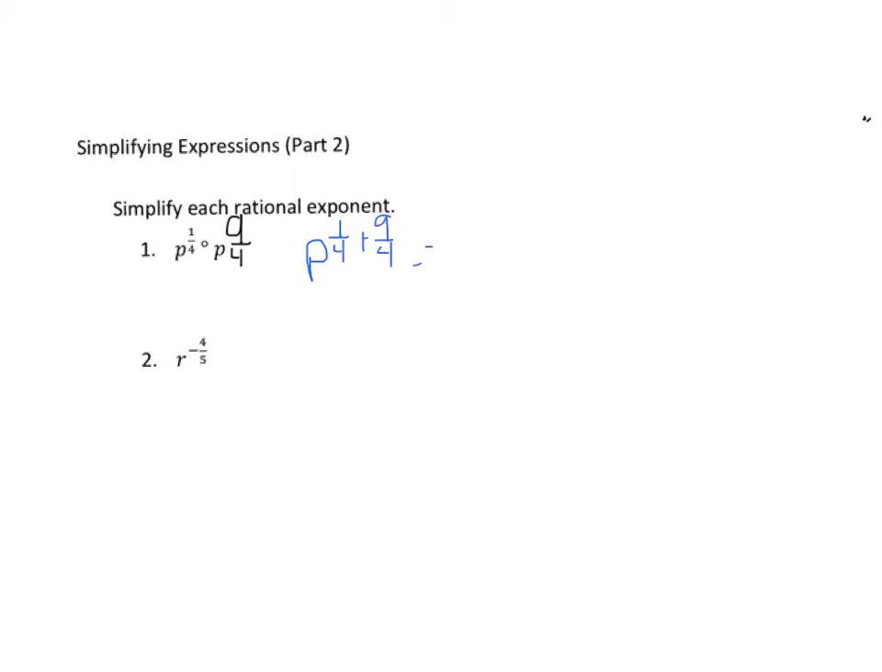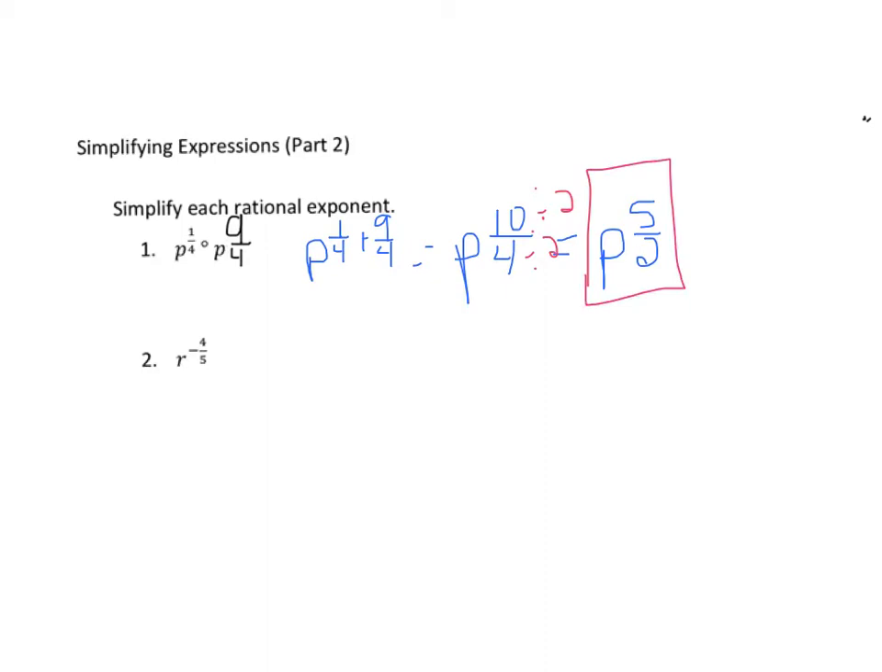We can simplify that a little bit more to p to the 1 plus 9 gives me 10. And remember, when you add fractions, you keep the same denominator. So I would have p to the 10/4. Now I can simplify this one more step, giving me p to the 5/2, because I can divide 2 from the top and bottom here. So my final answer would be p to the 5/2.